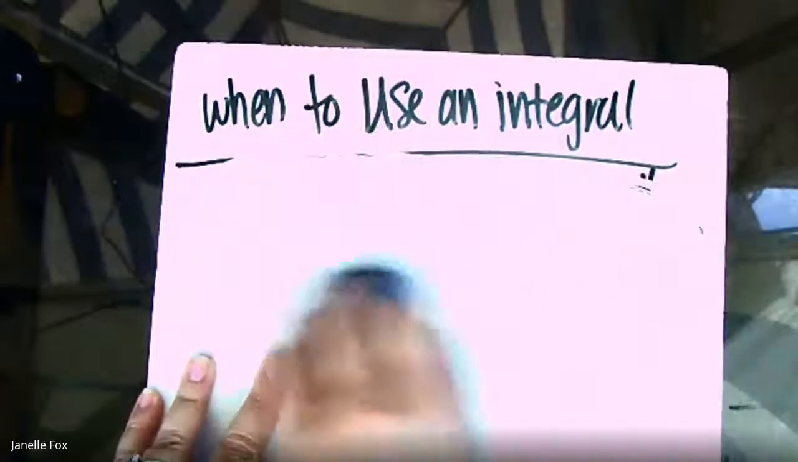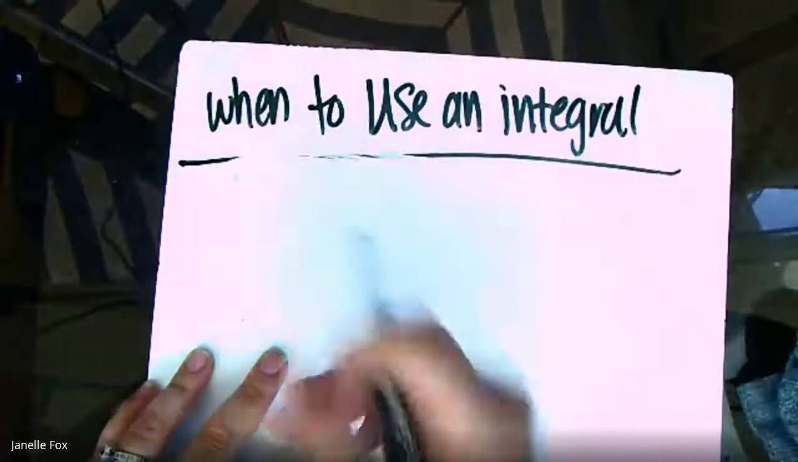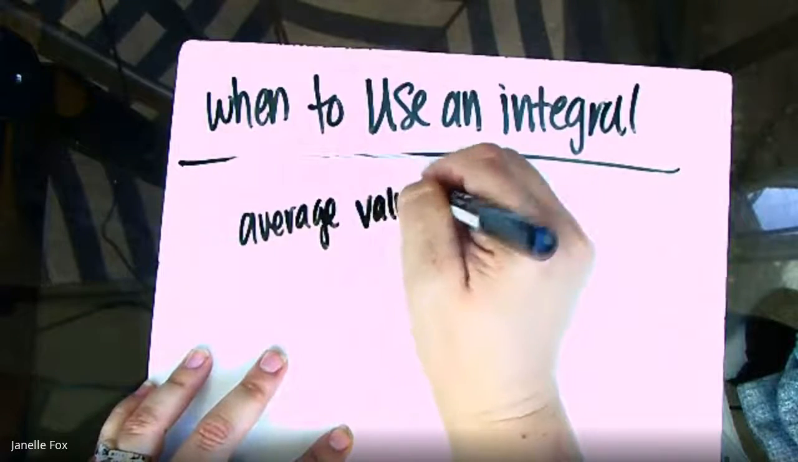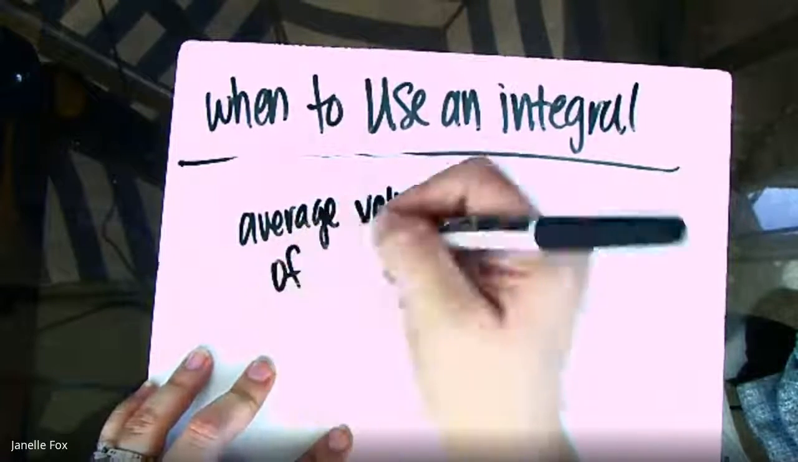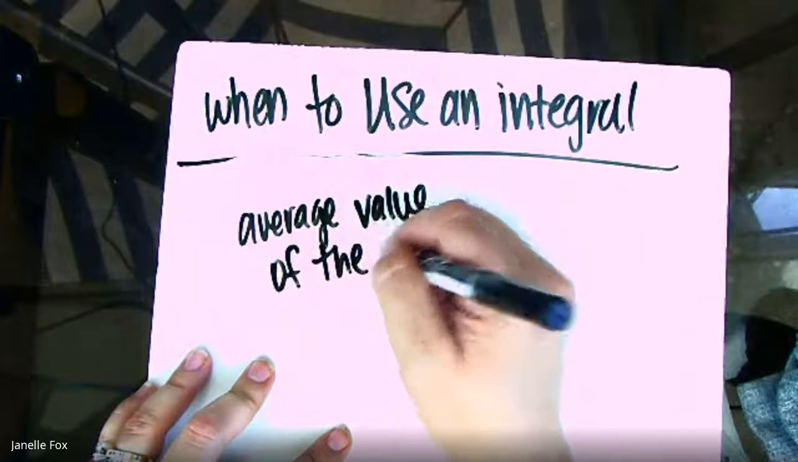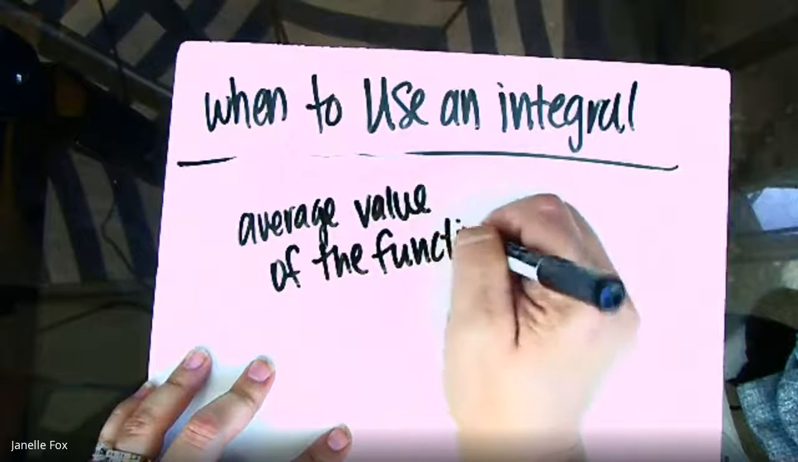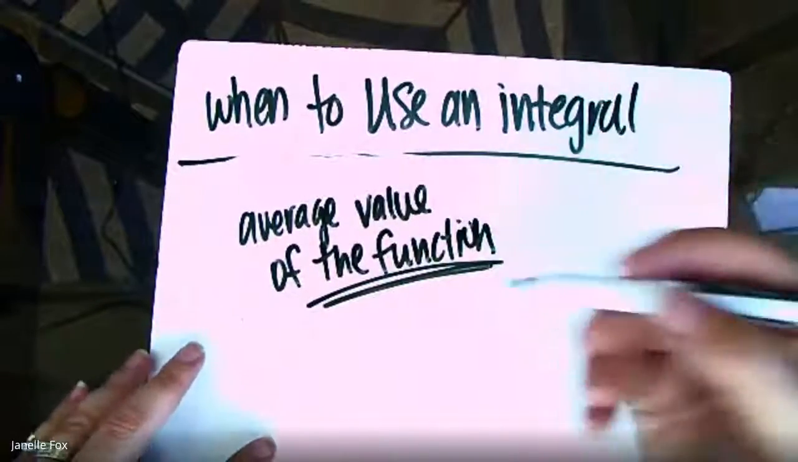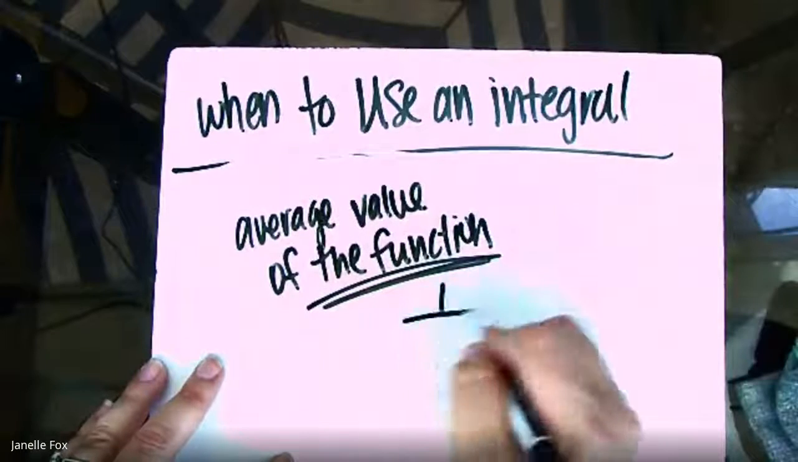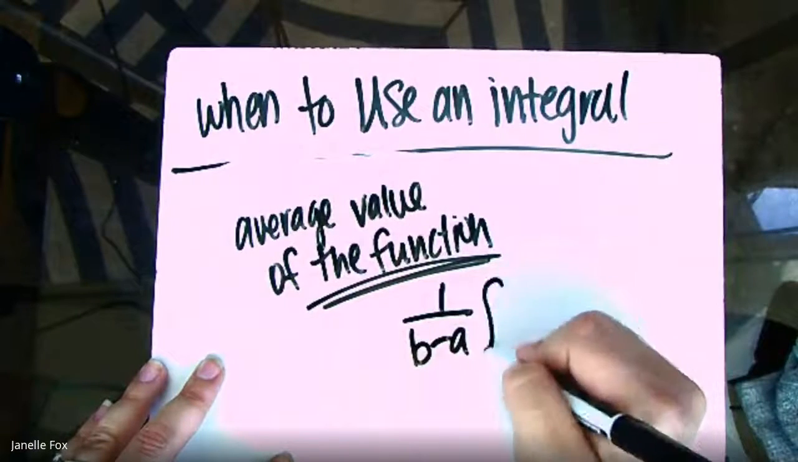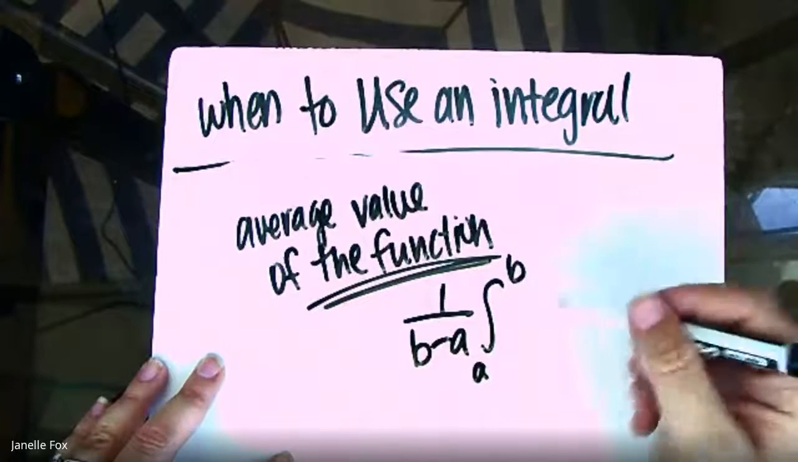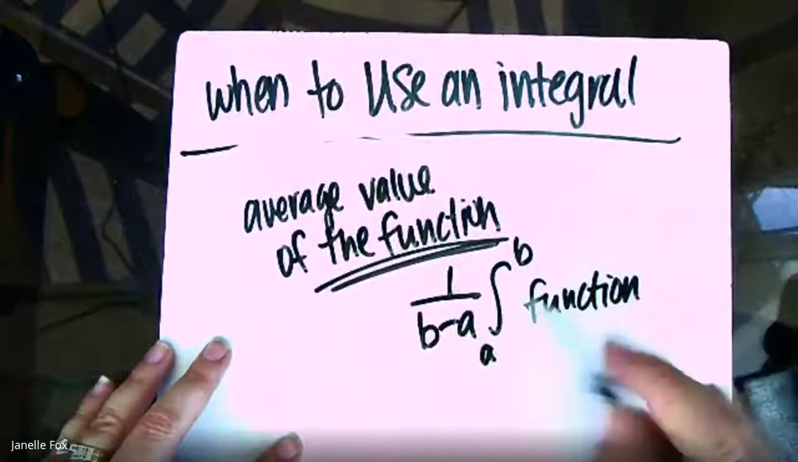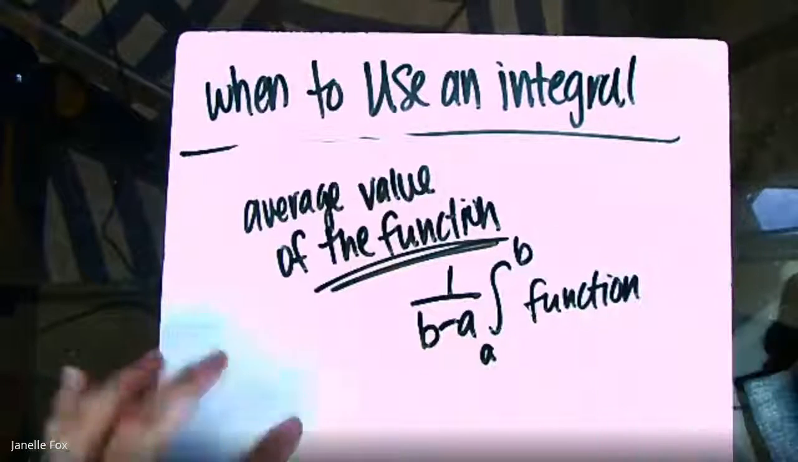Another good instance to be using an integral is if they ask you to find the average value. Okay, and it might not say these exact words. It might not say the average value of the function, but it will insinuate that you're taking the average value of the function. That is a good use of an integral. This actually does have a cute formula to it. You do 1 over b minus a in front of the integral from a to b, and then you do whatever your function is right here. But for the average value of the function, you definitely are going to need to utilize an integral.